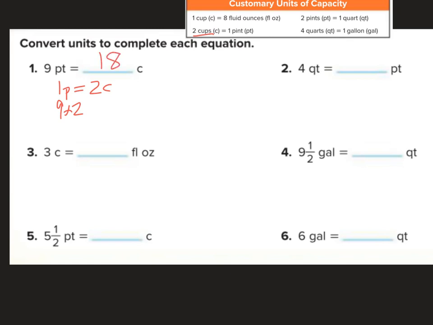Okay, 4 quarts equals how many pints? Let's look up here. 2 pints equal 1 quart. So 1 quart equals 2 pints. So I'm going to multiply by 2 to get 8 pints.